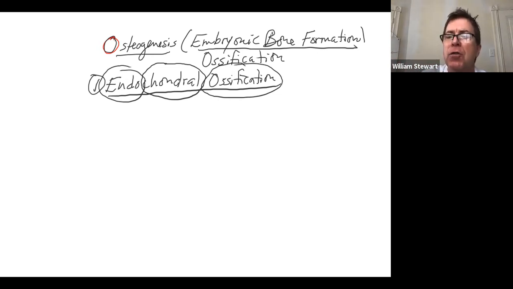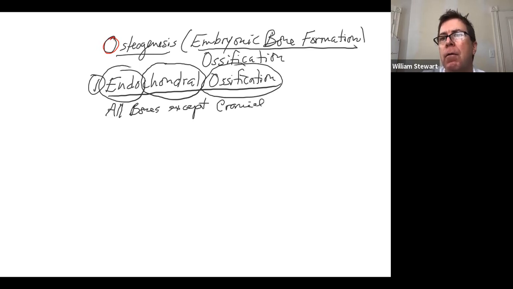All bones use this type of ossification, of embryonic ossification. So I'm just going to write all bones except cranial bones and the clavicle, which is the collarbone, all right? So these are exceptions.